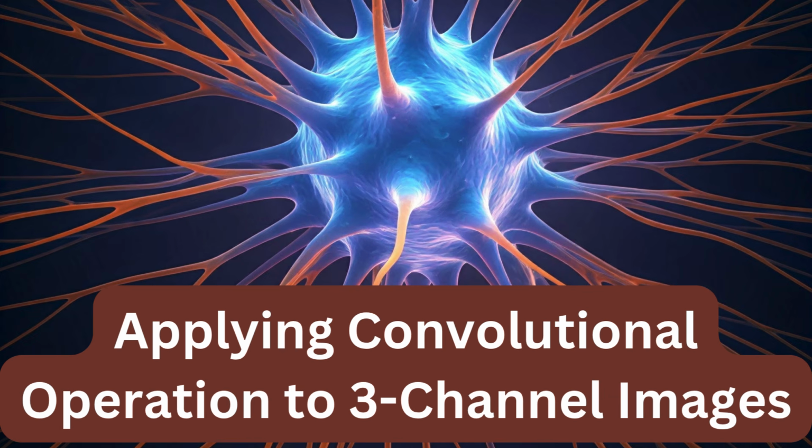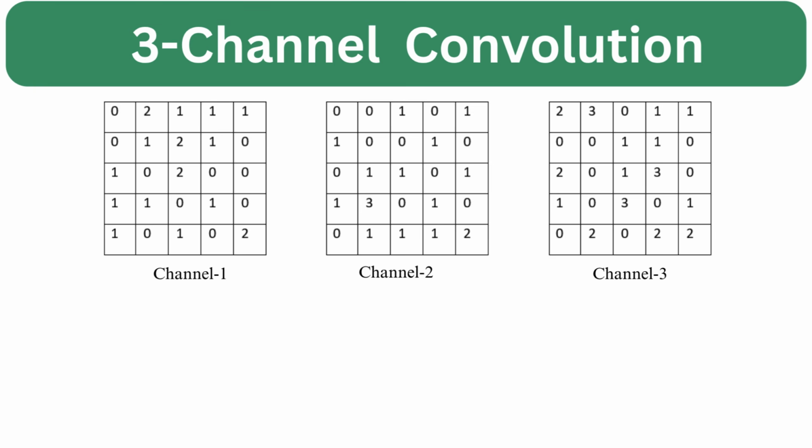So in today's video, we are going to perform a convolution operation on this 5 by 5 by 3 image. Suppose we have this 3 channel image. Each channel has its own value. So the first channel is the red channel, it has its own value, then the green channel and then the blue channel.